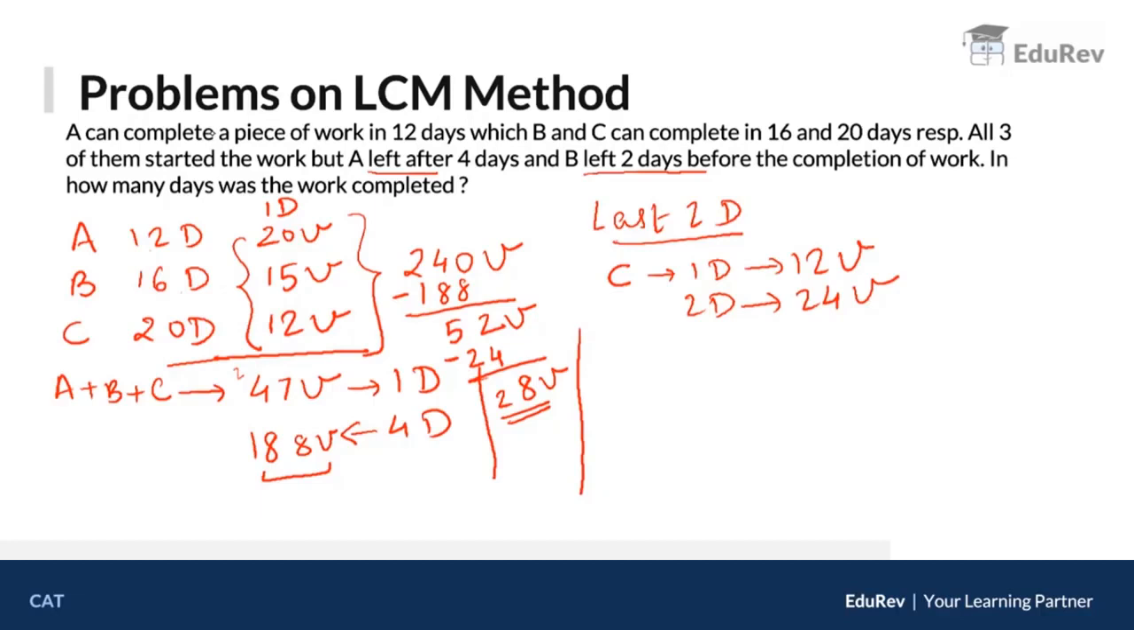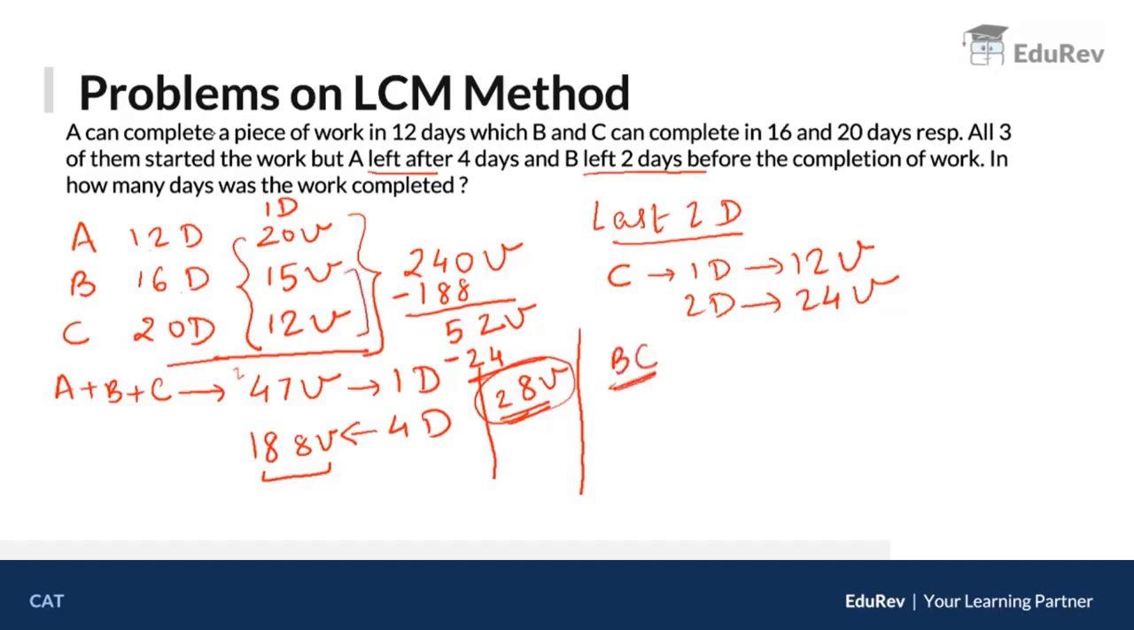In the last 2 days only C was there. In the first 4 days A was there with B and C. So in the middle days we had B and C working together. So B and C cumulatively have to do these 28 units.